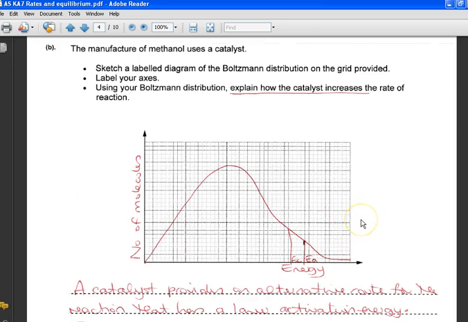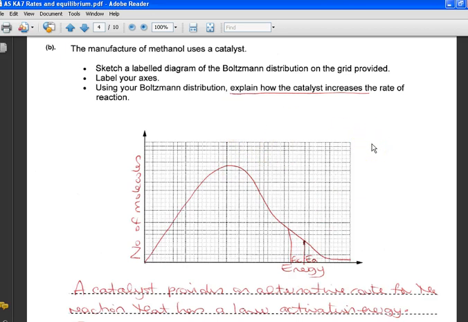The manufacturer of methanol uses a catalyst, and you're being asked to explain here using a Boltzmann distribution how a catalyst increases the rate of reaction. Okay. So first of all, you've got to sketch a labelled diagram of a Boltzmann distribution. So you start in this corner, you go up, and you come down. You do not touch the x-axis. Label the axes. This is number of molecules or particles, and this is energy. Not enthalpy. It's energy.